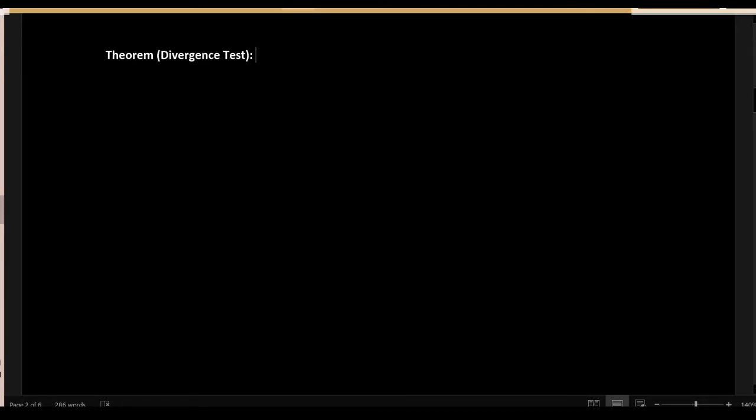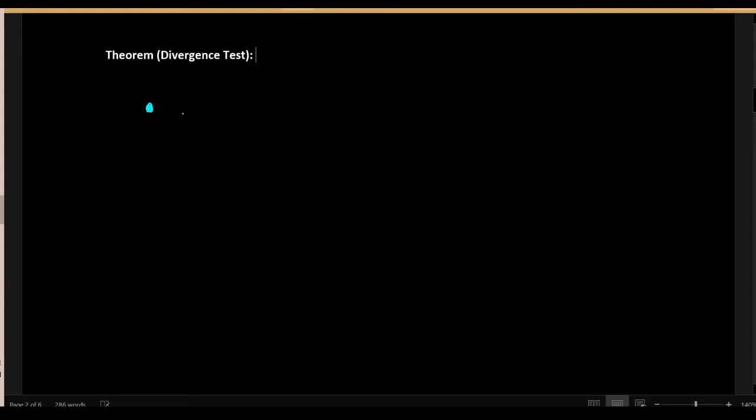The divergence test, the advantage of this test is that it's very easy to use. The disadvantage of this test is that it's useful in very few situations. So it's easy to use, but not very broadly applicable. I'm going to state this theorem clearly in if-then notation, so that there's absolutely no confusion about what the hypothesis is and what the conclusion is. The theorem has two parts.